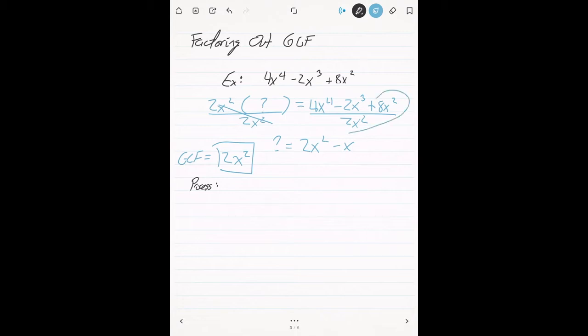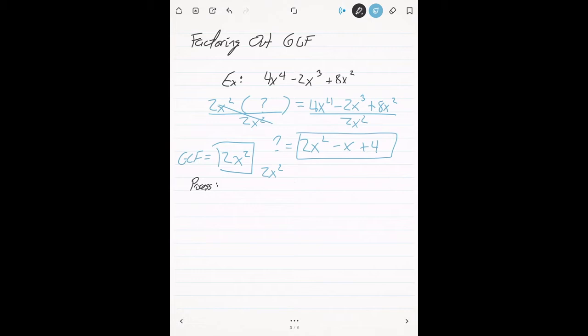And then I had 8x squared. I multiplied 2x squared by something to get 8x squared. What could that have been? Well, that should have just been a 4. So this is going to be that unknown polynomial, the thing that we've multiplied the GCF by to get our answer. Let's go ahead and actually check our work.